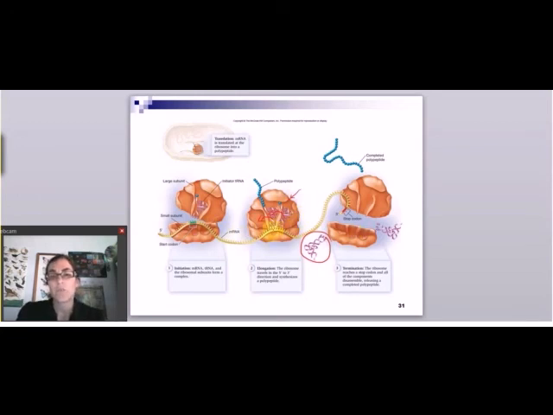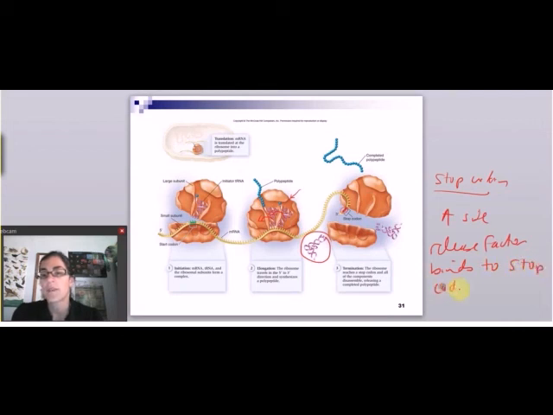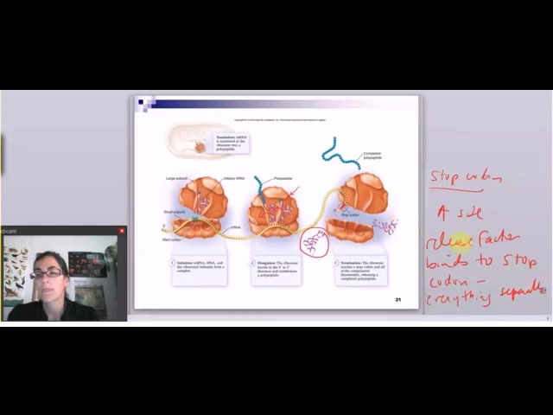Once the ribosome is sliding along here, it's eventually going to reach the stop codon. Once the stop codon enters the A site, a release factor binds to it. So the release factor binds to the stop codon, and then the complex falls apart. Everything separates. Again, we see that happening here. The protein is leaving, the mRNA is leaving, the small and the large subunit are separating.